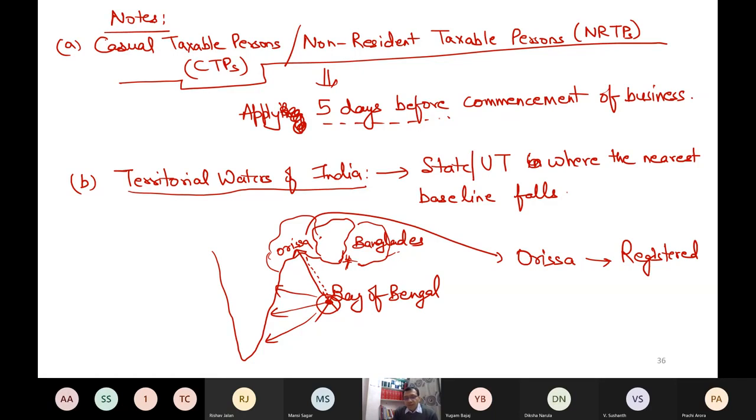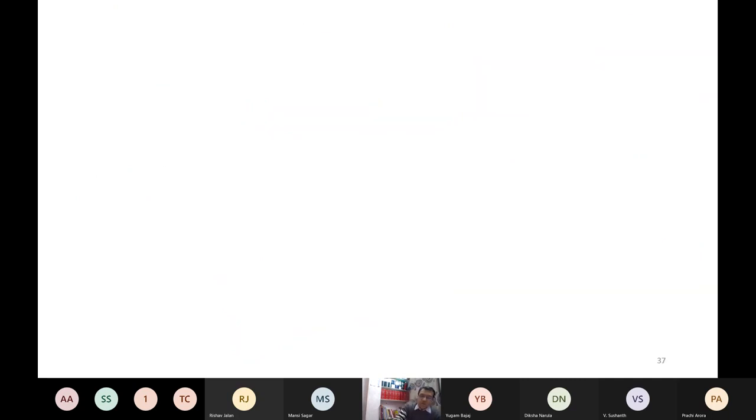Now, this is the point: when the supply is being made from the territorial waters of India, then it depends upon the nearest land or baseline. For example, in my case, if the nearest baseline falls in Odisha, then Odisha is the state where I should apply for registration. Third point.